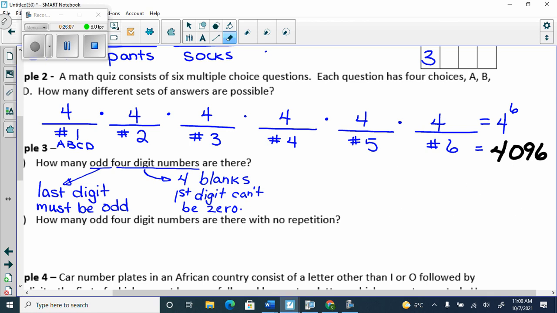Do I need all 4 blanks to make a 4-digit number? Yeah, I need this blank and this blank and this blank and this blank, right? I need 4 numbers to make a 4-digit number. So 1, 2, 3, 4. I give myself 4 blanks.